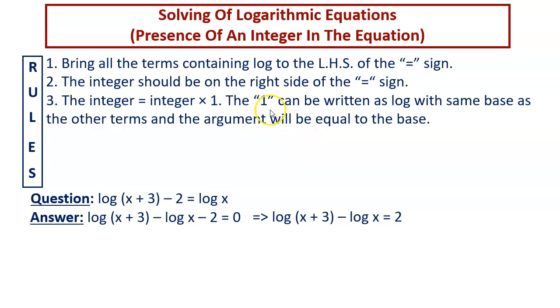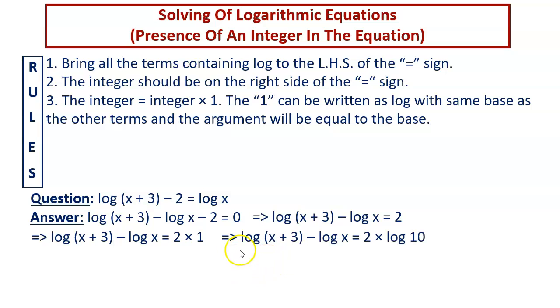So we will be writing this 1 as log of 10 to the base 10, since the base is 10 in our case. Whatever is the base, you take log of that number and the base will be the same number. Okay? Because log of a to the base a is equal to 1. So first of all, we write 2 as 2 times 1, and in place of 1, we write log of 10 to the base 10. So it is log of x plus 3 minus log of x is equal to 2 times log of 10 to the base 10, which is log of 10.